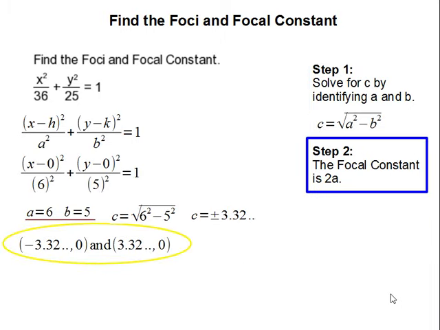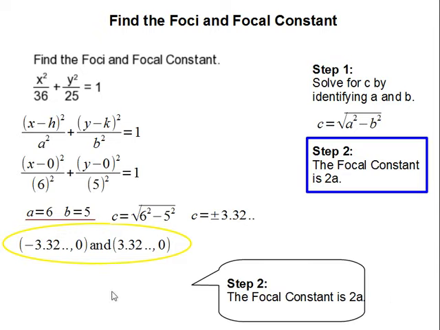Step 2. The focal constant is 2a. So therefore, knowing a, we can simply multiply that by 2, and a is 6. So our focal constant is 12. So this completes our problem.